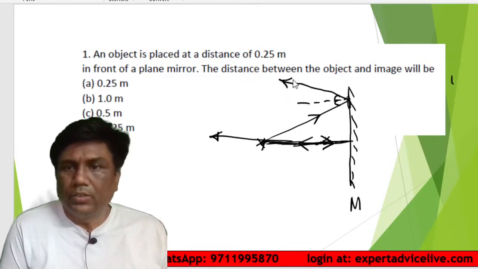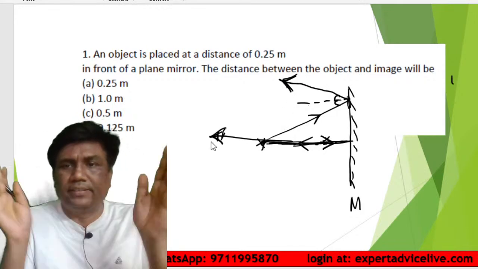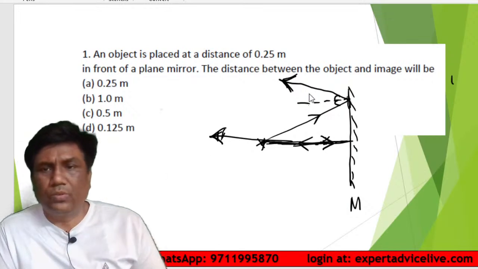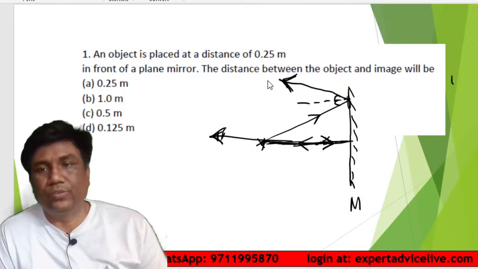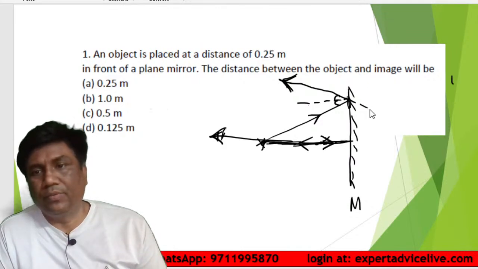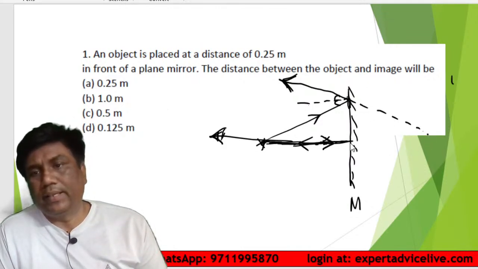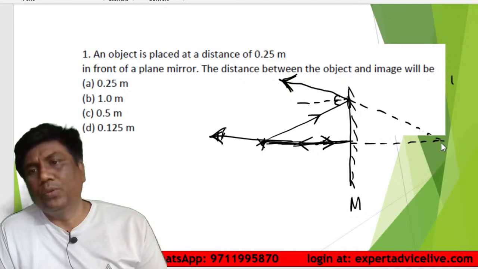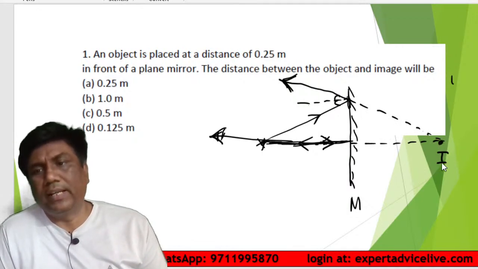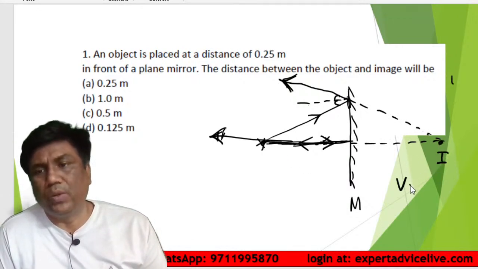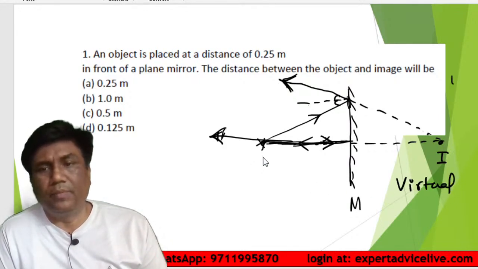You see, this is one reflected ray, and this is another reflected ray. They are diverging, so they are not going to meet anywhere really. So there is no question of forming a real image. If you extend them back, they are supposed to meet at this point. That is why this image is called a virtual image. They are not actually meeting, they are only supposed to be meeting.